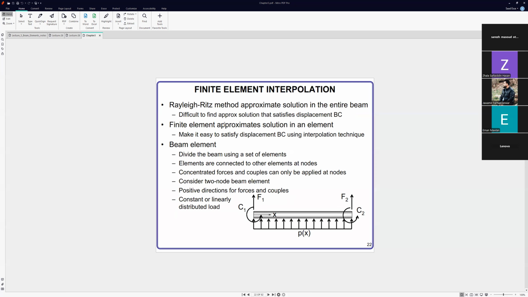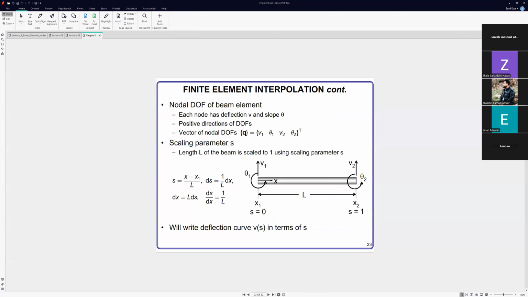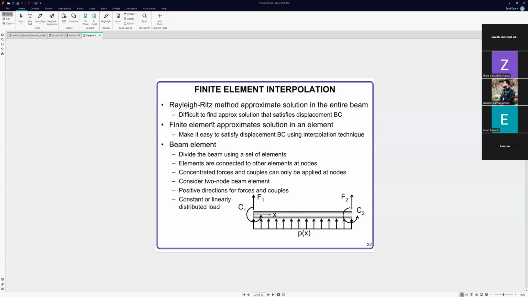We have about 5 minutes, so let me go in the fast way. This interpolation, the Rayleigh-Ritz method, gives an approximate solution in the finite element. It is difficult to find an approximate solution that satisfies the deflection equation and boundary conditions, so make it easy by satisfying only the displacement boundary condition.